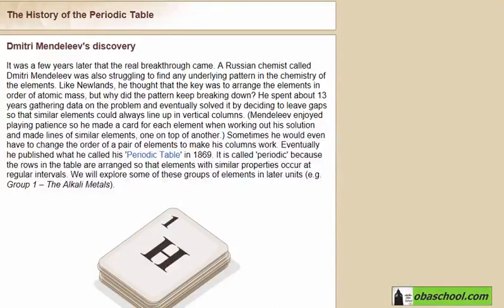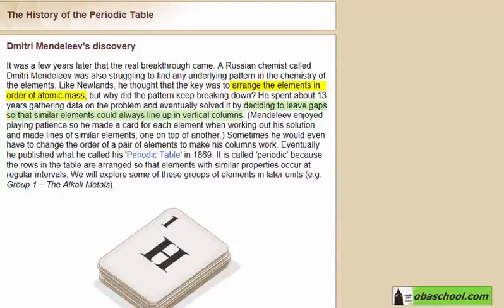A Russian chemist called Dmitry Mendeleev was also struggling to find any underlying pattern in the chemistry of the elements. He thought that the key was to arrange the elements in order of atomic mass. But why did the pattern keep breaking down? He spent about 13 years gathering data on the problem and eventually solved it by deciding to leave gaps so that similar elements could always line up in vertical columns.